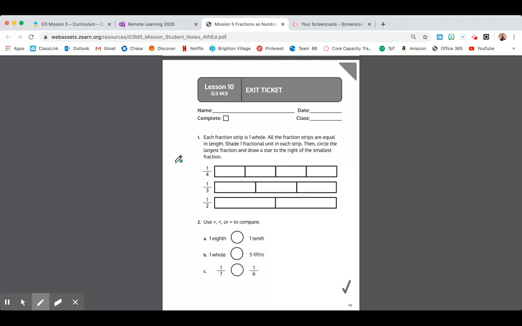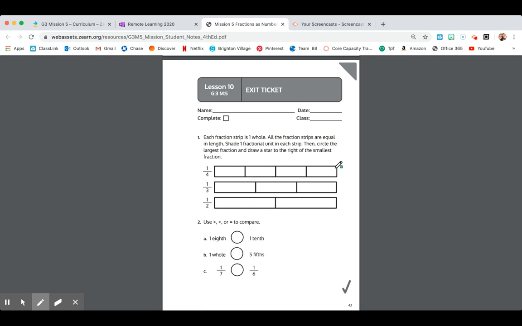Number 1. Each fraction strip is one whole. All the fraction strips are equal in length. Shade one fractional unit in each strip. Then, circle the largest fraction and draw a star to the right of the smallest fraction. Lots of steps here. Let's start with the first step.